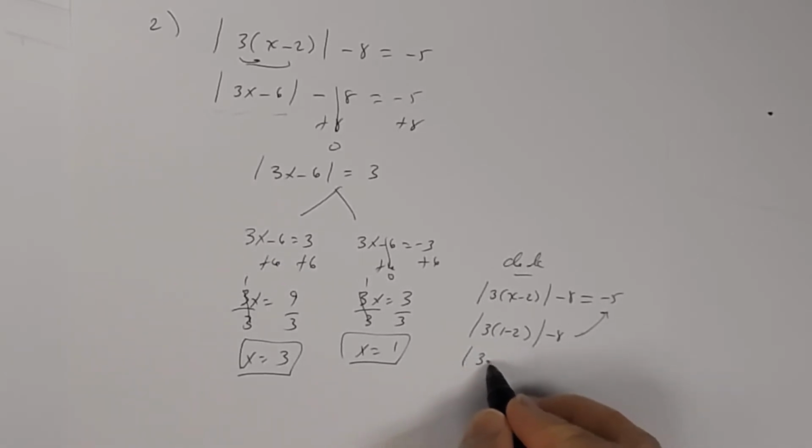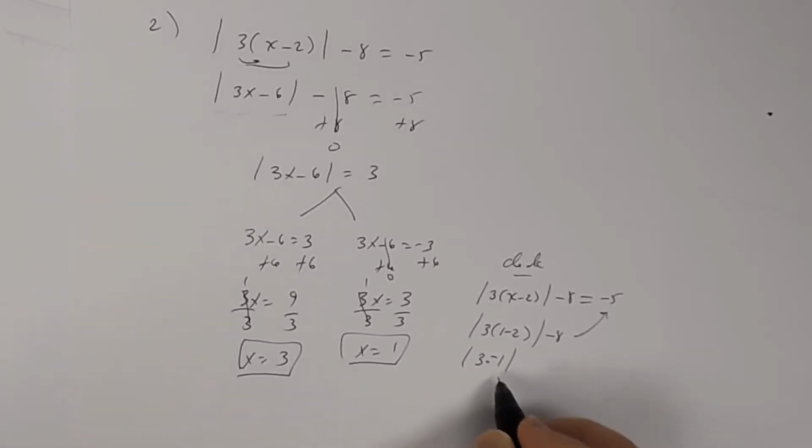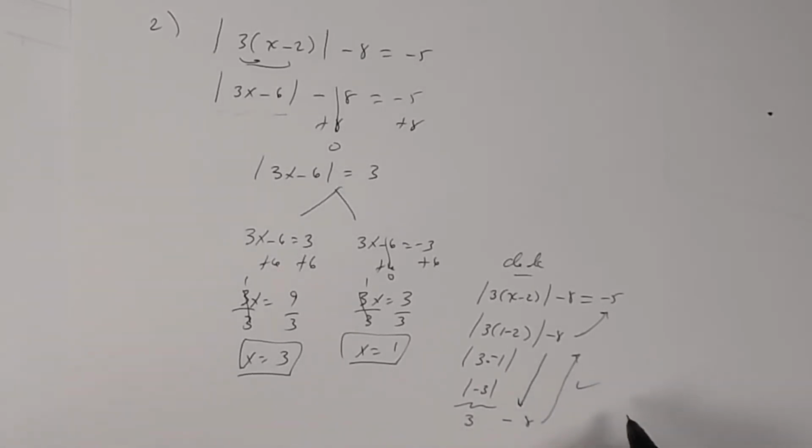So I get 3 times a negative 1, absolute value of that. Well, 3 times a negative 1 is a negative 3. And the absolute value of negative 3 is a positive 3. Well, 3 subtract 8 is equal to a negative 5. That's a true statement. All right, so that was number 2.